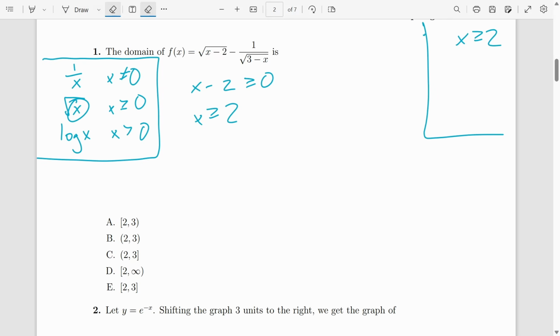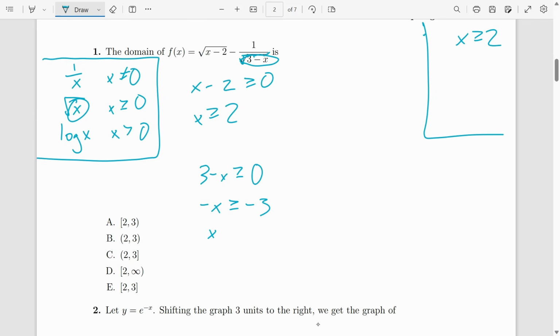What about the second one? Let's do the other square root one. So remember, anything that's inside the square root must be greater than or equal to 0. So 3 minus x must be greater than or equal to 0. Now it looks like you can subtract 3 from both sides. So negative x is greater than or equal to negative 3. And then multiply both sides by a negative number. Okay, this is important.